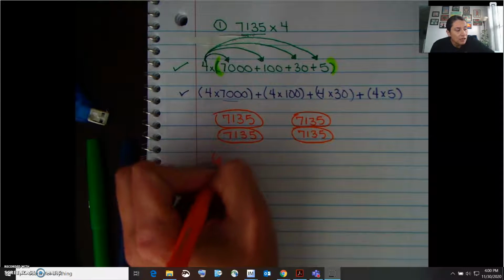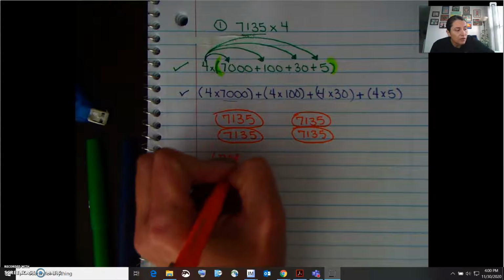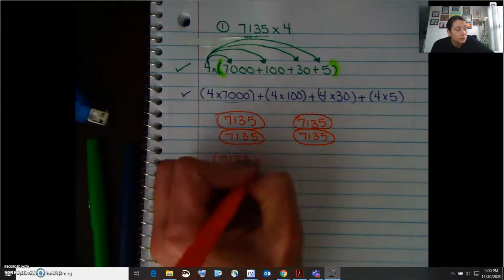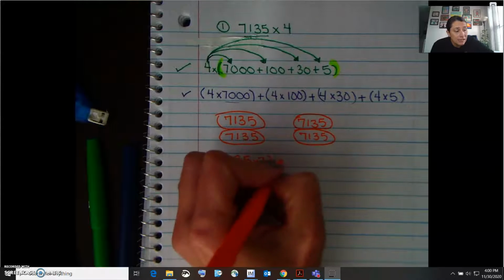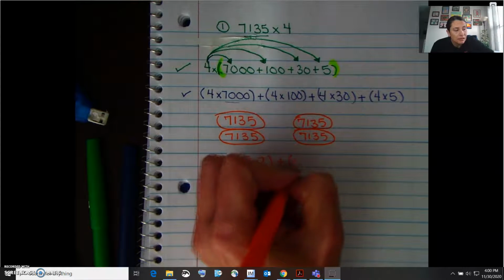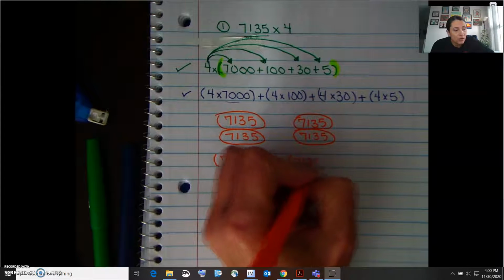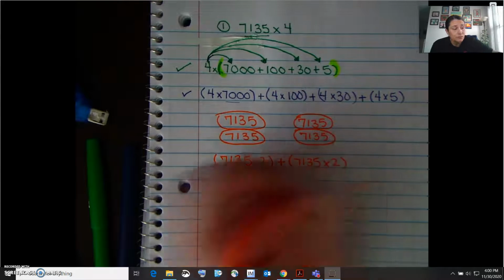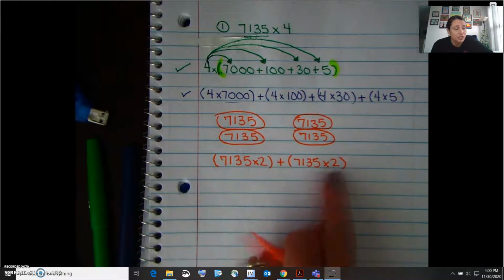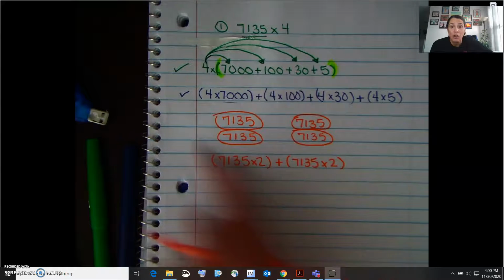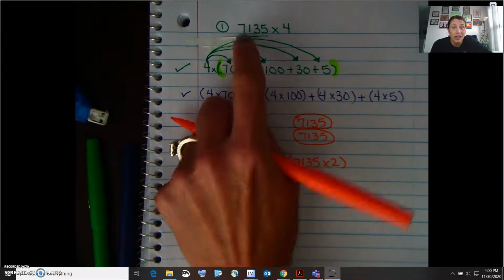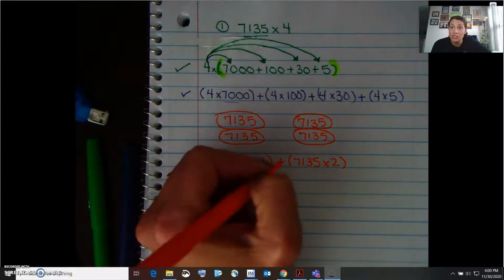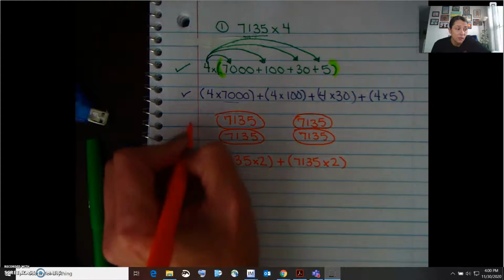We can say 7,135 times 2 plus 7,135 times 2. So we're saying 2 groups of this plus 2 groups of this is the same as 4 groups. So that's another way to write this. And this is using multiplication and addition.